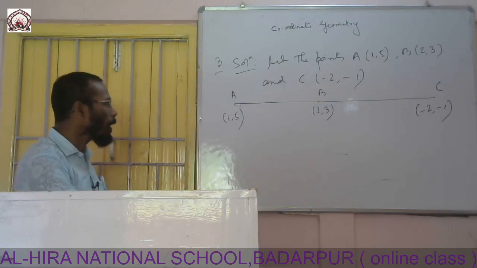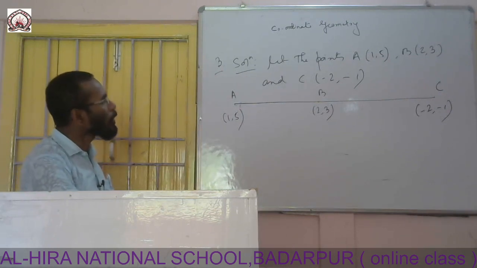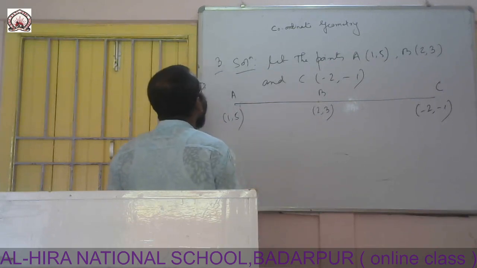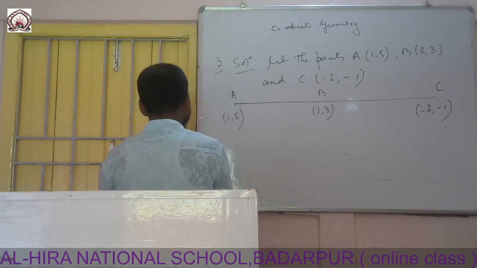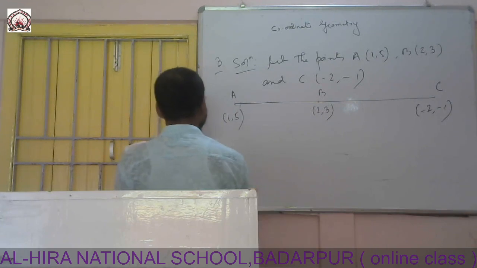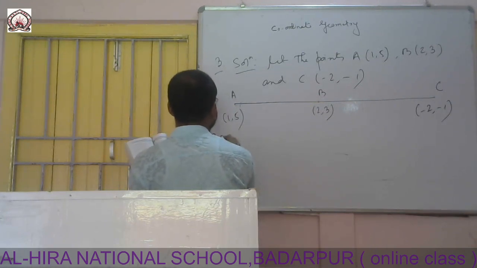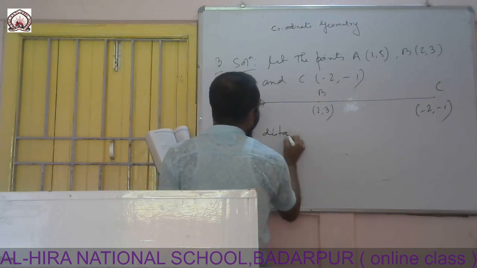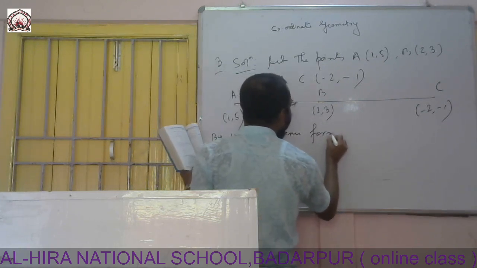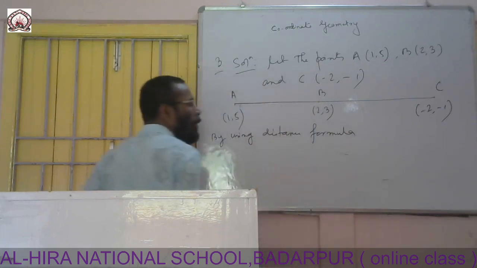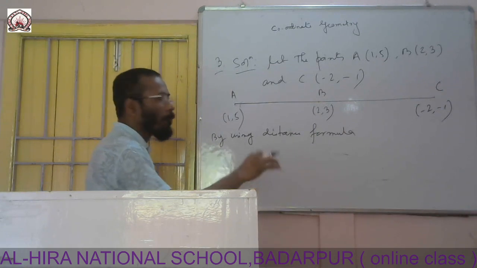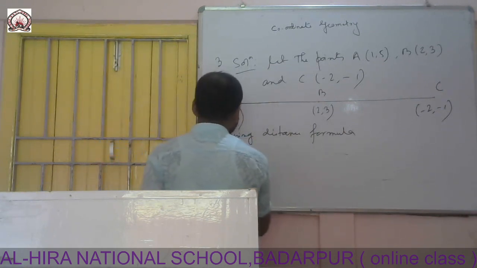Clear? Then by using the distance formula we have to show. So if we take distance AB, then we write AB is equal to, by using the distance formula. I have already written the distance formula 3 times, so now I am not writing the formula directly. I use the formula and write AB.